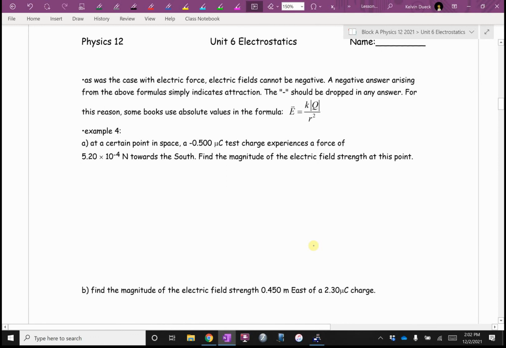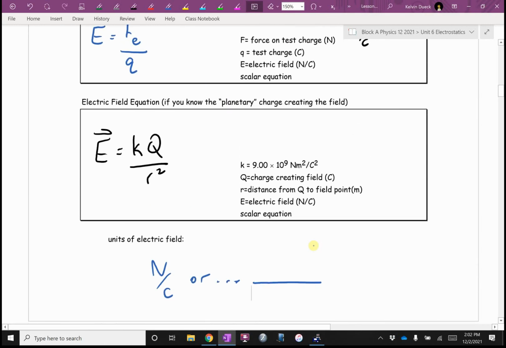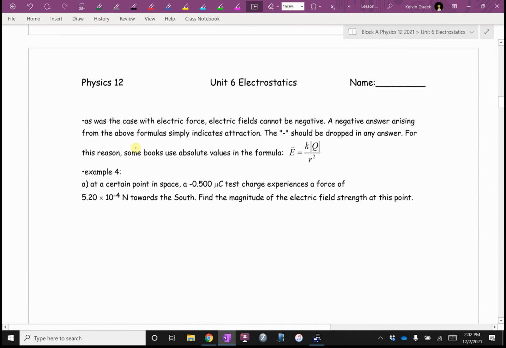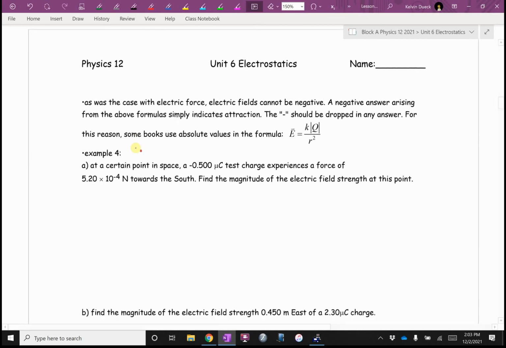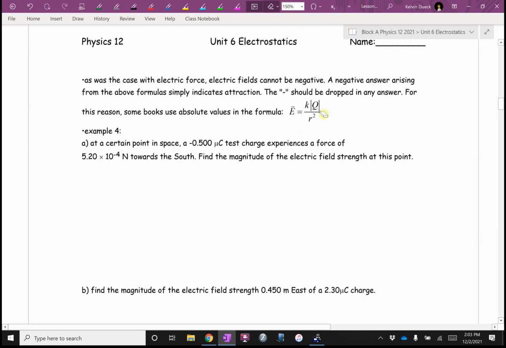By the way, I think on your formula sheet, correct me if I'm wrong, I put absolute value signs around that Q. We don't put negatives and positives into the actual equation. We'll use the negative or the positive to figure out the direction of the electric field. So many textbooks will give the electric field equation as k times the absolute value of Q over R squared.